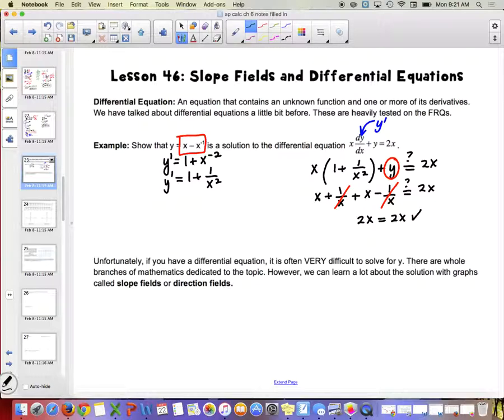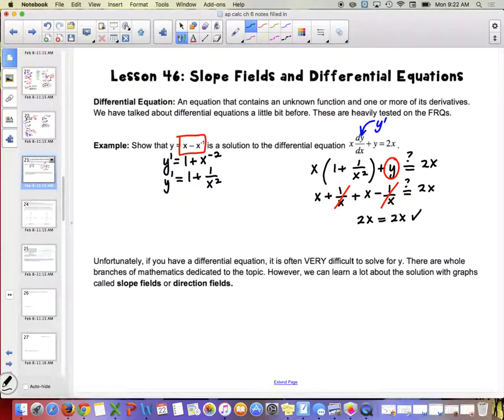Unfortunately, if you have a differential equation, it's often very difficult to solve for y. There are whole branches of mathematics devoted to this. When I was in grad school, I had friends in differential geometry or linear algebra, and I also had friends in ordinary differential equations and partial differential equations. So differential equations breaks into lots of different things. You can spend a lot of time trying to solve these by hand, or you can use computers and so on. So we're going to talk about this.